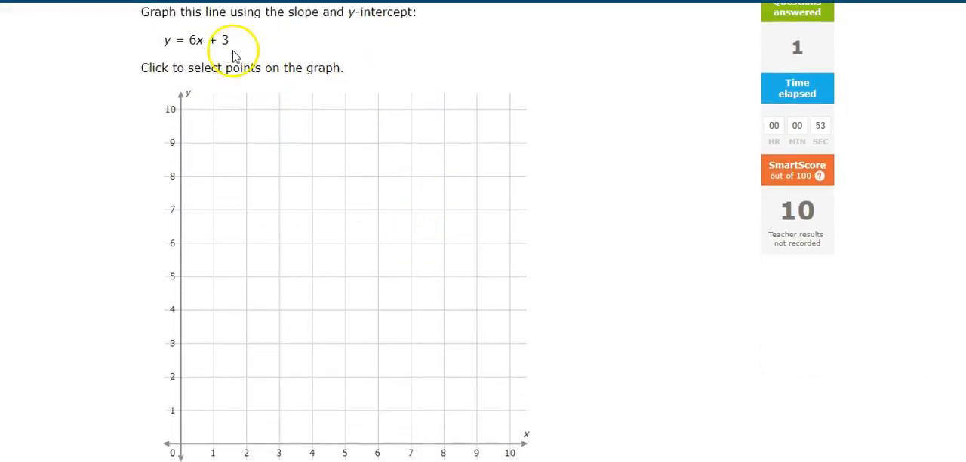All right, where does he want to be? He wants to be right here at 3. And then where do you want to go? He wants to go up 6 over 1. So 1, 2, 3, 4, 5, 6 over 1.